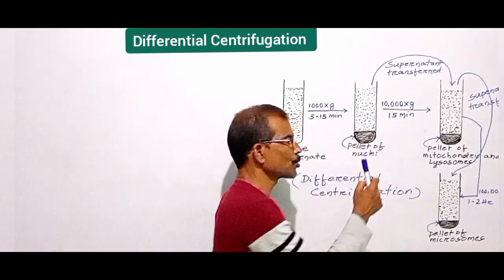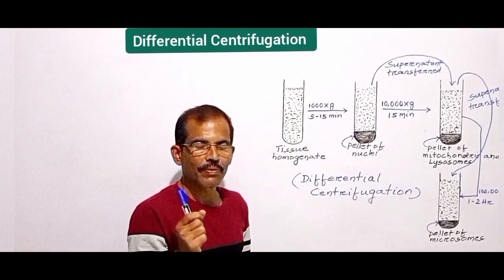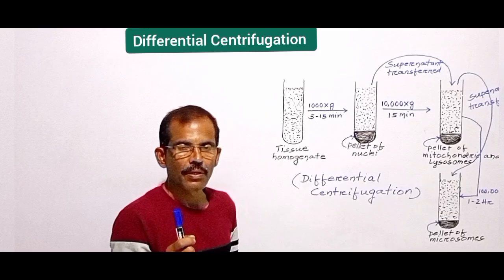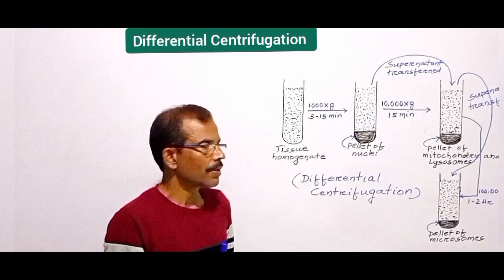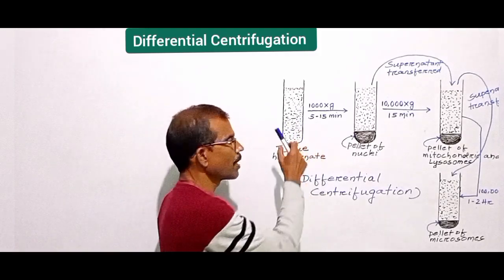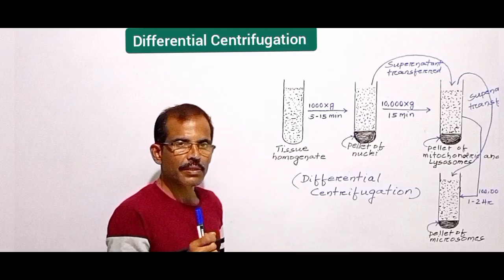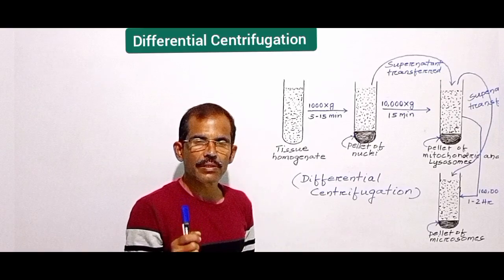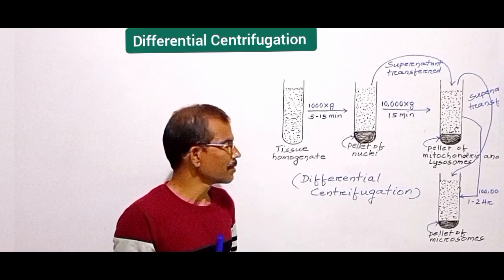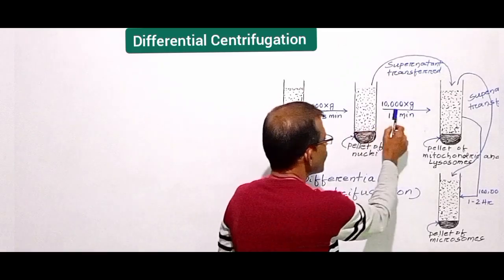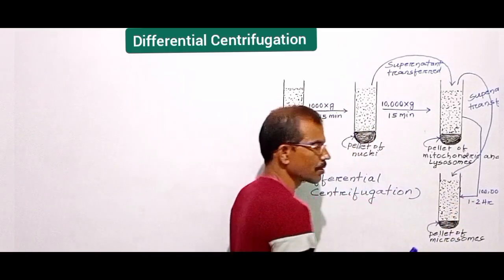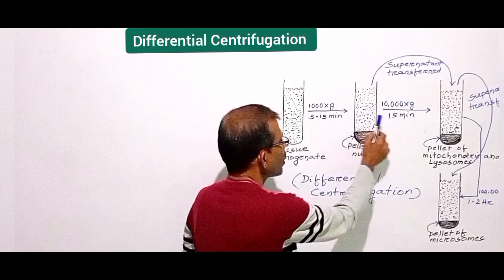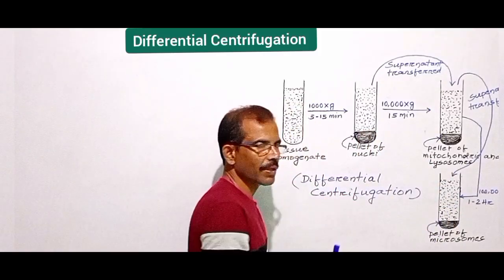This figure illustrates the principles of differential centrifugation. In this example, the tissue homogenate containing organelles, membrane vesicles and other structural fragments is subjected to multiple rounds of centrifugation by stepwise increase of centrifugal field.